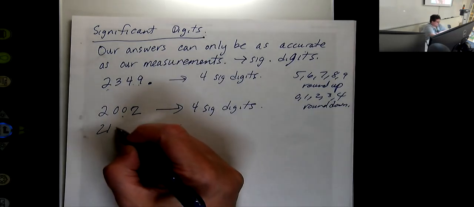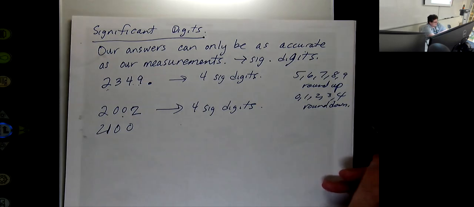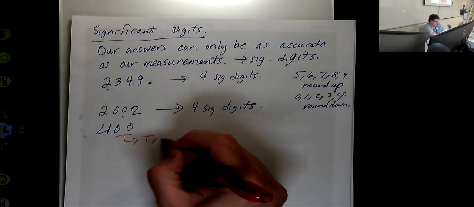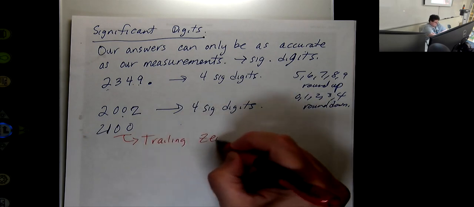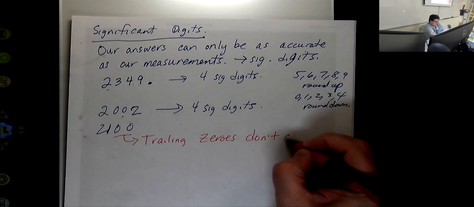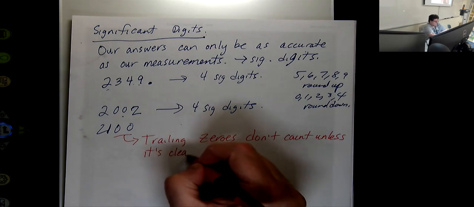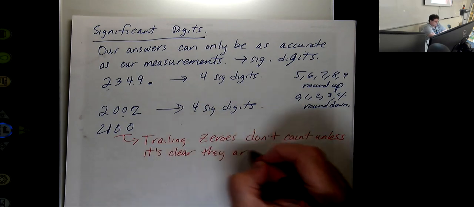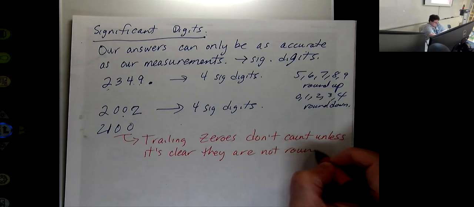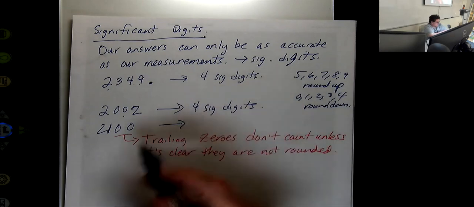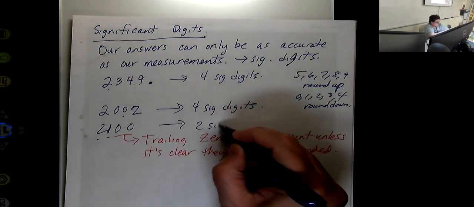If I only have 2100 like this, and then there's no decimal point, trailing zeros don't count unless it's clear they are not rounded. With 2,100 as it is not clear, so this only has 2 significant digits.